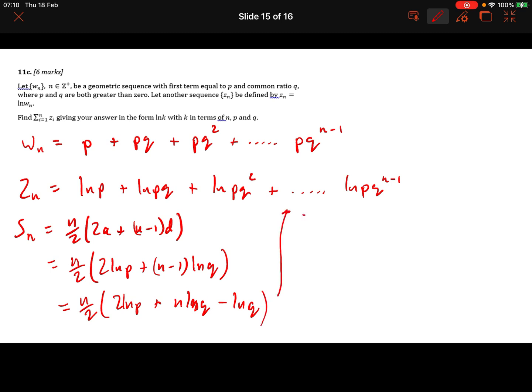Let's just go up here, which is equal to, I'm going to get n log p plus n squared over 2 log q minus n over 2 log q. Okay, so that's going to be log p to the power of n plus log q to the power of n squared over 2 minus log q.